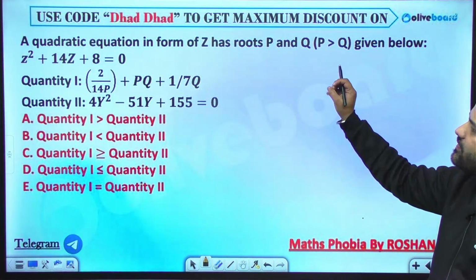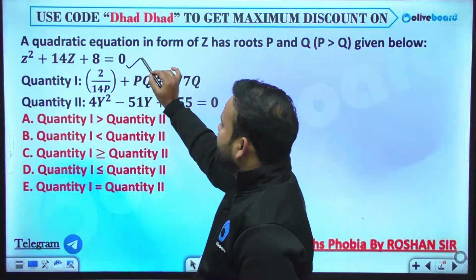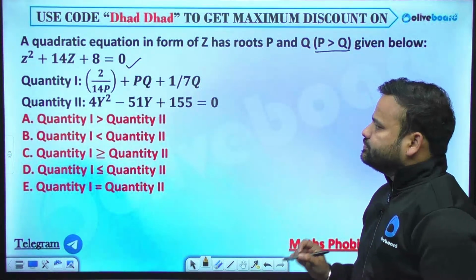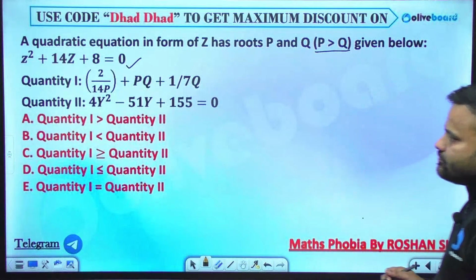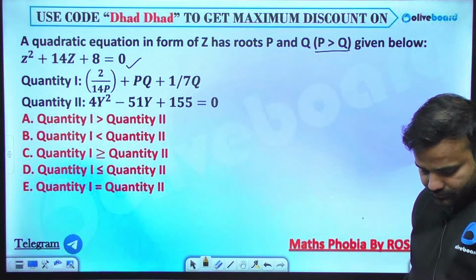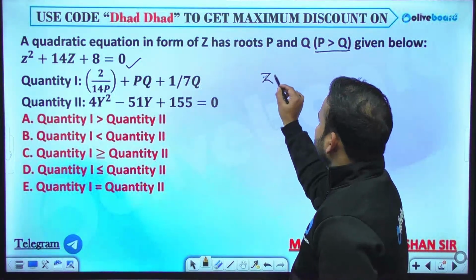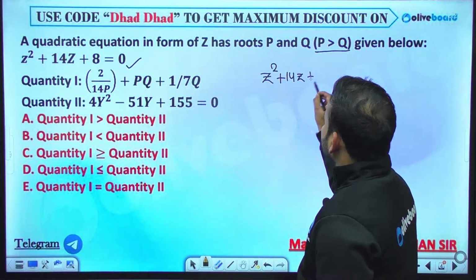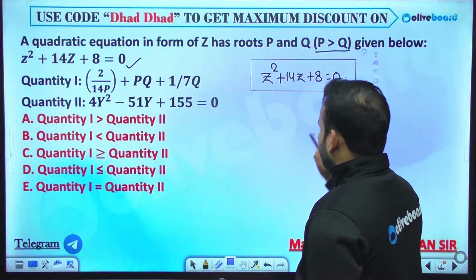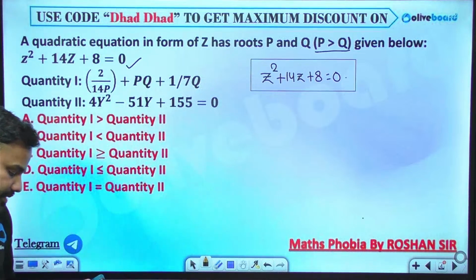A quadratic equation is in the form of this. It has the roots. This is a quadratic expression, and its roots are p and q, where p is greater than q. We need to find out the value of the expression. So the quadratic expression is z square plus 14z plus 8 equals 0. This is the quadratic expression whose roots are p and q. You need to calculate the value of p and q, put the value in quantity 1 and quantity 2, and find out which particular number is greater and which is less.